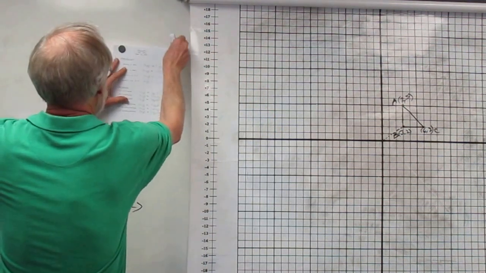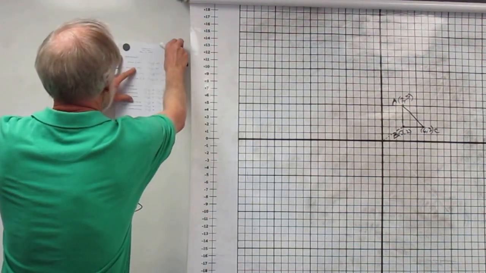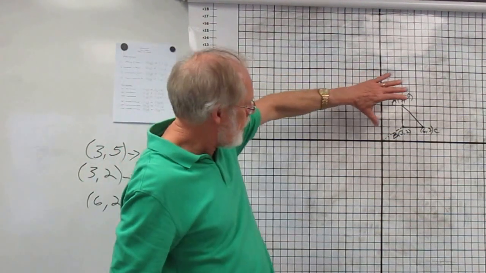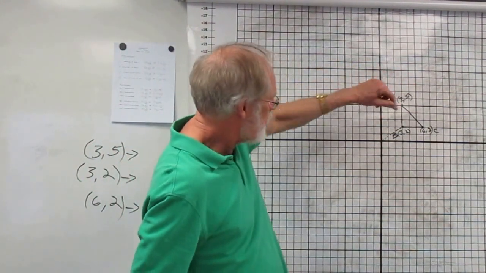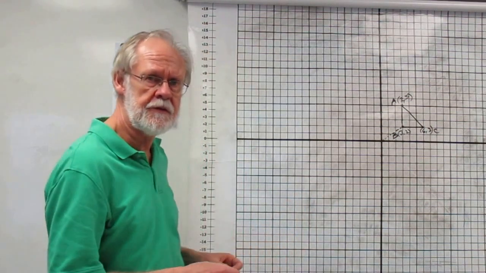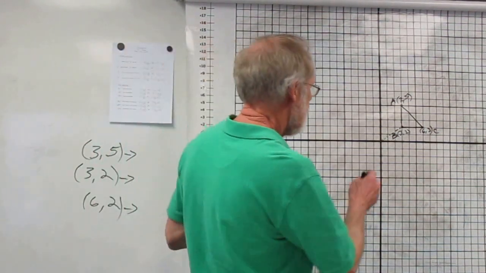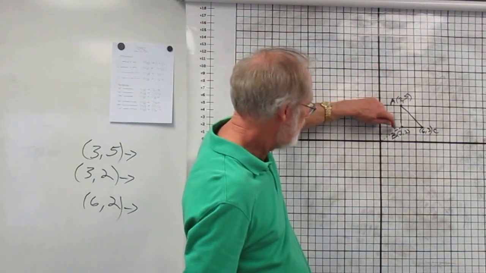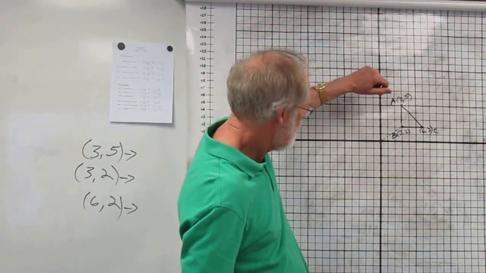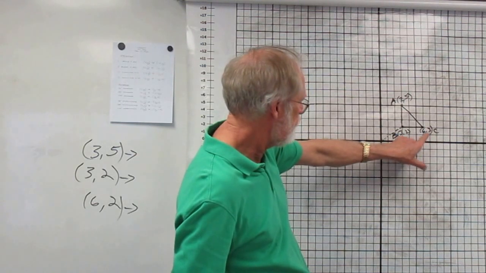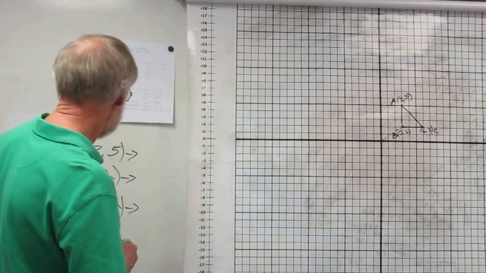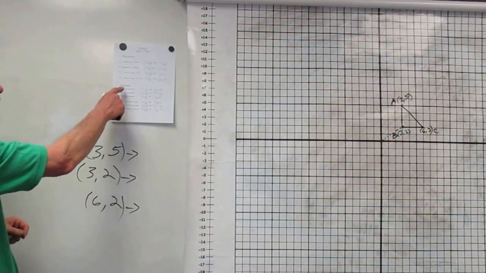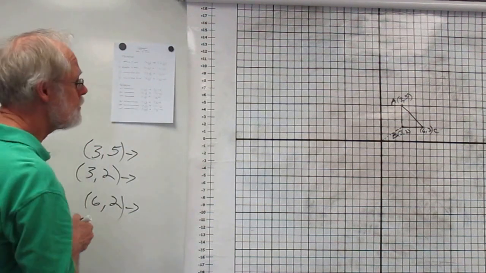And what I have drawn is a triangle, and it's a right triangle because I thought it might be easier to see what's happening to it as we move it around. So we have A at (3,5), B at (3,2), and C at (6,2). Now I wrote those points down here, and I'm going to go to the chart and see what to do with each one of these.